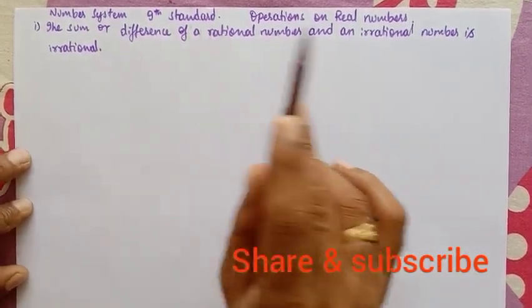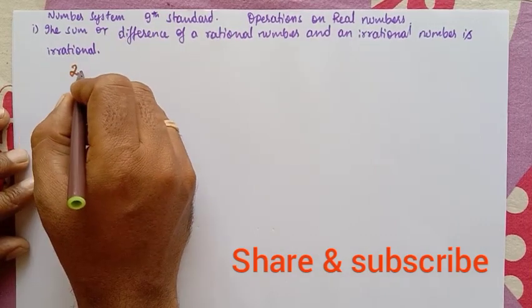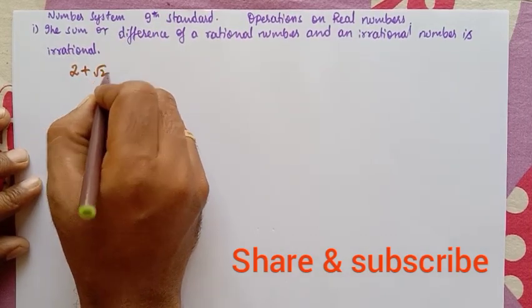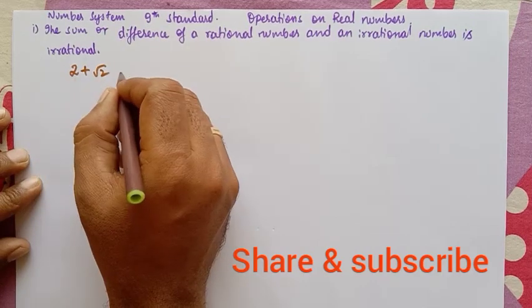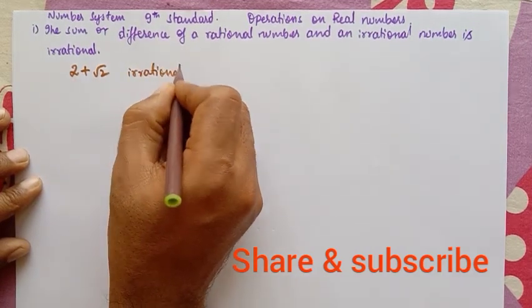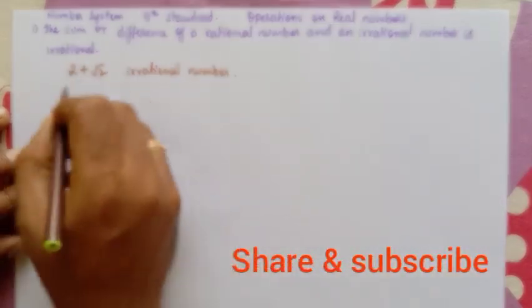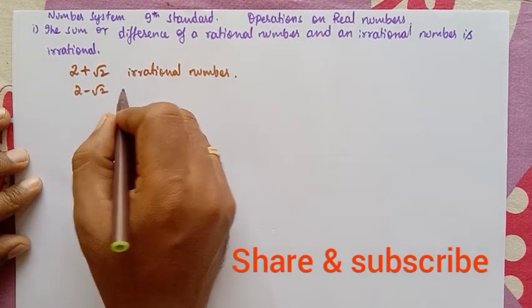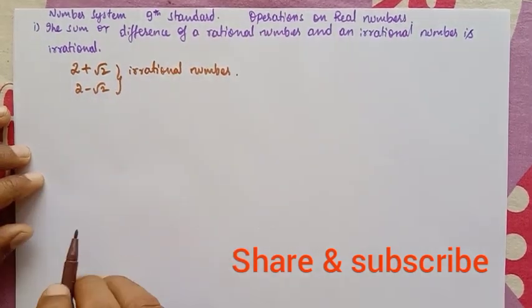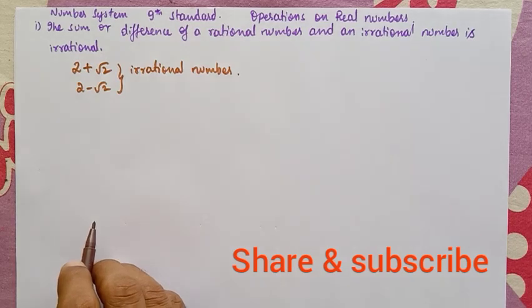Whether it is sum or difference, let us take a rational number here first. Rational number 2 plus root 2, this is an irrational number. And now 2 minus root 2, this is also an irrational number. Whether it is a sum or a difference, both are irrational numbers.